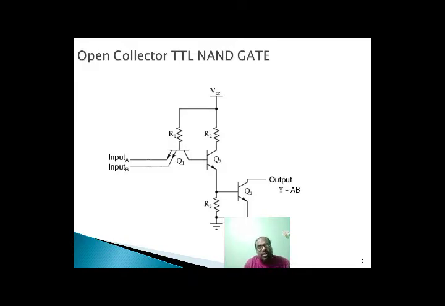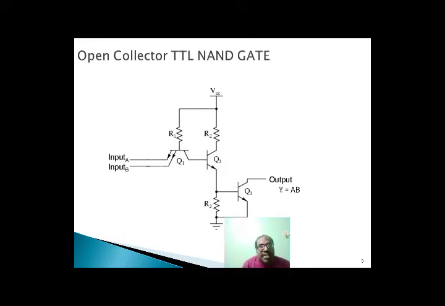Now we are going for another type of TTL NAND gate. The TTL circuits may employ three types of gate output arrangements. They are totem pole output, open collector output and tri-state output. Here we are going for the open collector output. Open collector TTL NAND gate.